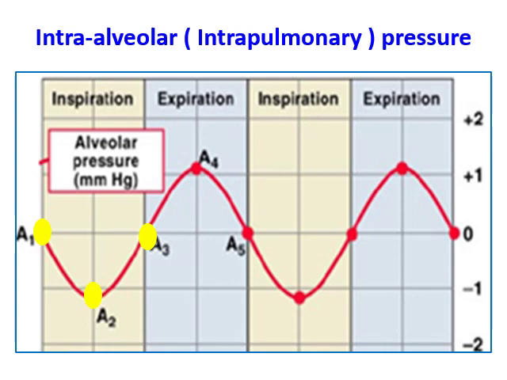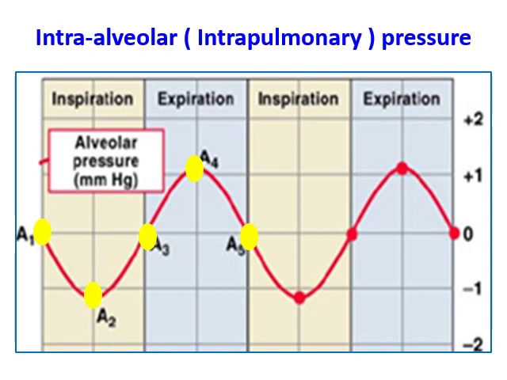While during expiration, it becomes slightly positive in relation to the atmospheric pressure. It is positive 1 mm mercury during expiration. This will allow the air to outflow from the lung, and by the end of expiration, the intra-alveolar pressure will become atmospheric pressure, which is 0 mm mercury again.